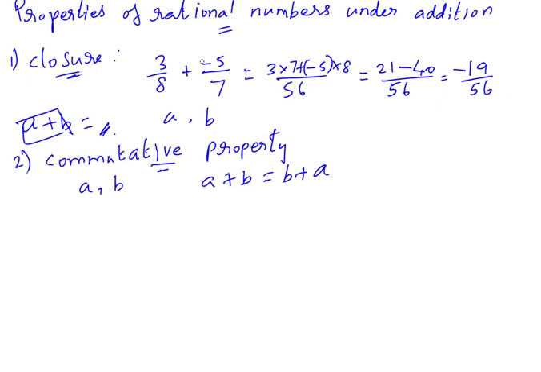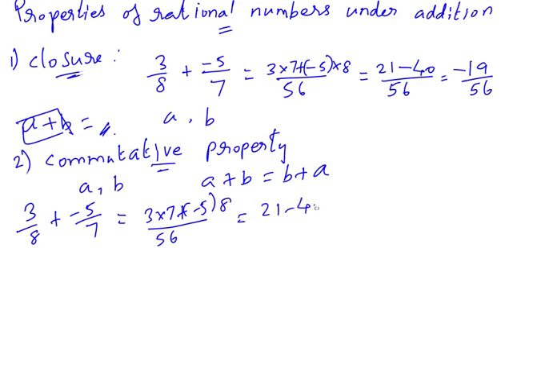Let me take the same numbers: 3 by 8 plus minus 5 by 7. If we add, the same number will come. So, the LCM is 56: 3 into 7 plus minus 5 into 8 equals 21 minus 40 by 56. This will become minus 19 by 56.